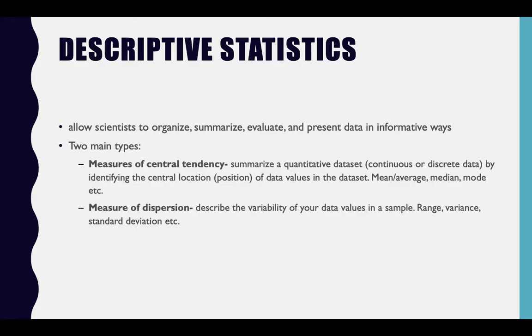So descriptive statistics allow scientists to organize, summarize, evaluate, and present data in informative ways. There's two main types, again. Measures of central tendency, which summarize a quantitative data set, it could be continuous or discrete, by identifying the central location or position of data values in the data set. So mean, a.k.a. average, median, mode, etc. Those are all measures of central tendency. And then measures of dispersion describe the variability of your data values within a sample. So range, variance, standard deviation, etc. Those are all measures of dispersion.